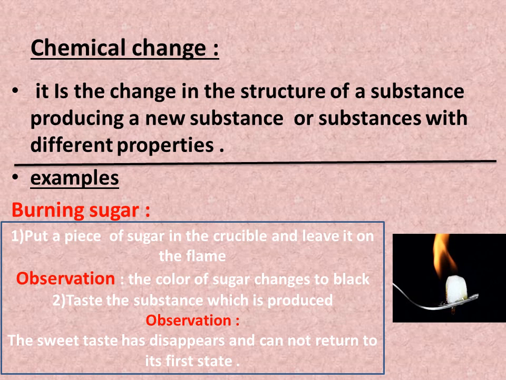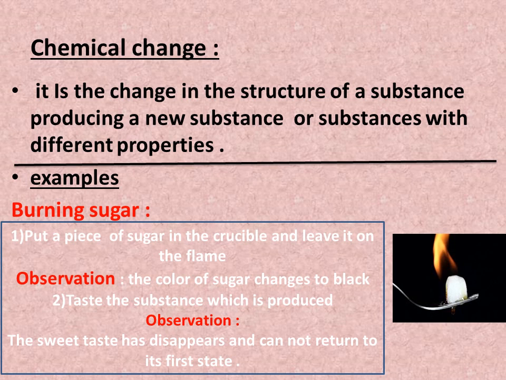Examples of chemical changes. Number one, burning sugar. To show that burning of sugar is a chemical change, we need a crucible, sugar, a flame, and a small spoon. Number one, we put a piece of sugar in the crucible and leave it on the flame. Observation: we will notice that the color of sugar changes to black or dark brown. So the color changes.